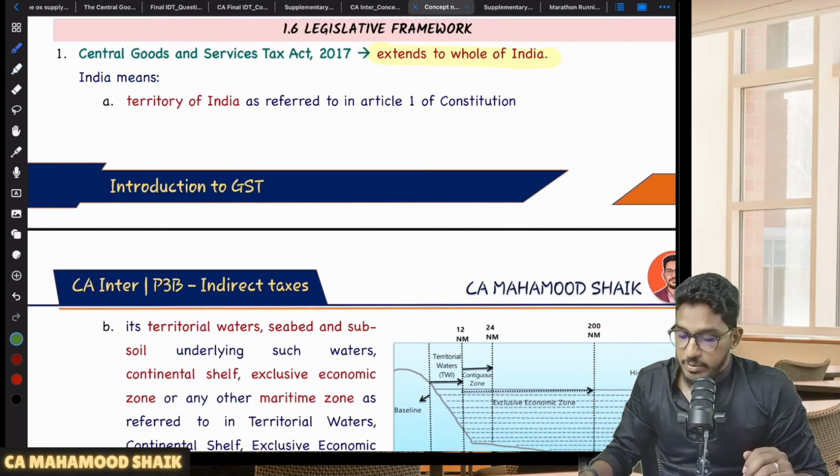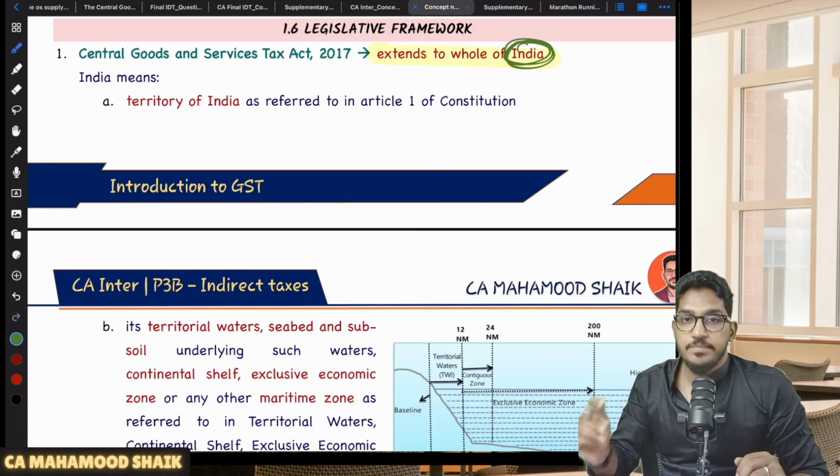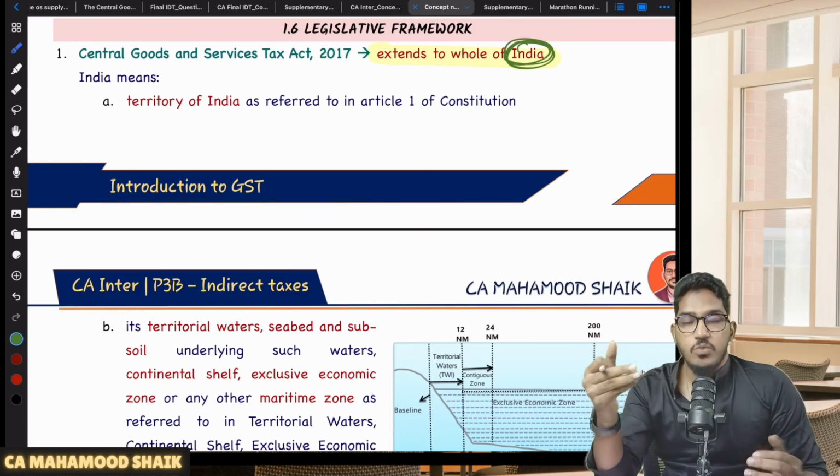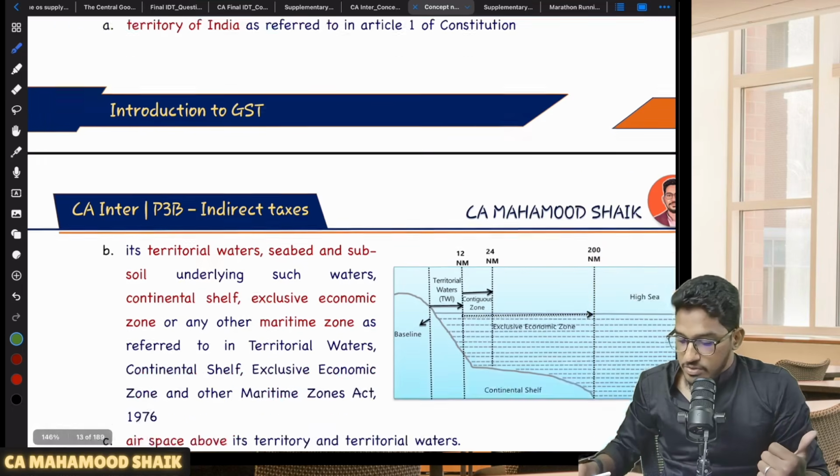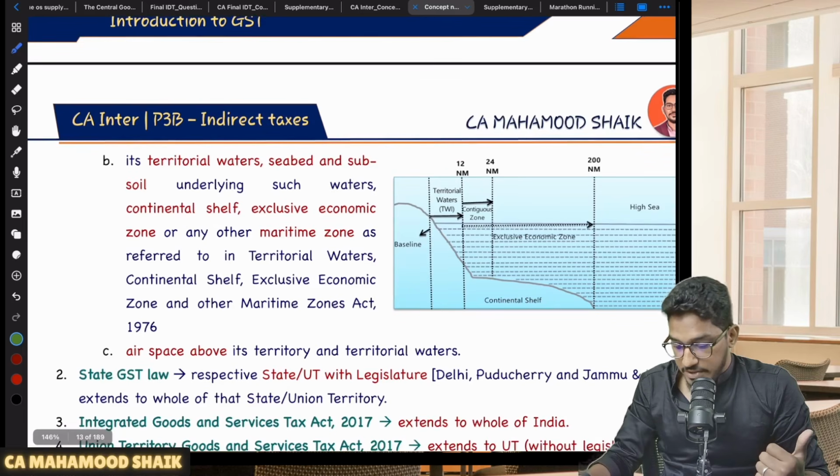Now, one thing which we have to remember here, sir: what is the meaning of the term India? What will be covered in the India definition? What will not be covered under the India definition? So let us see here. What will be covered in the India definition?